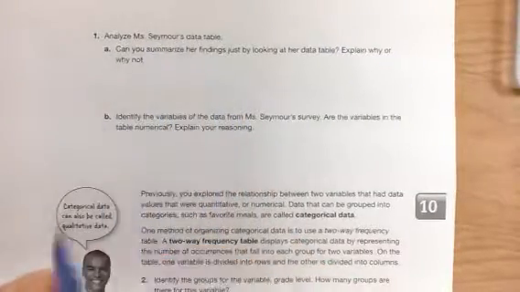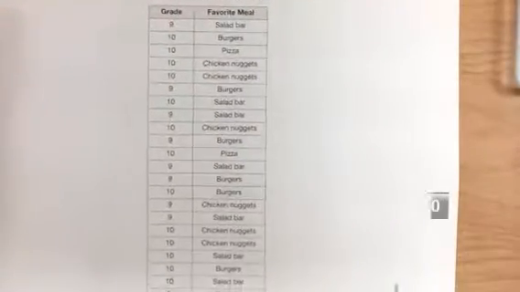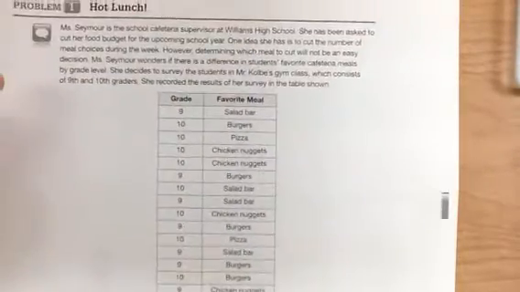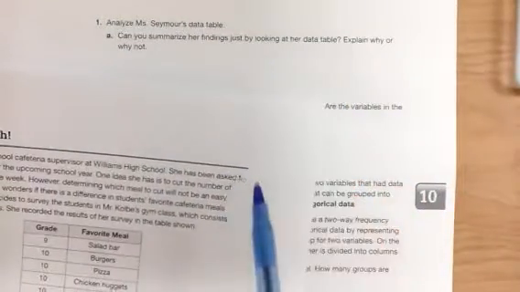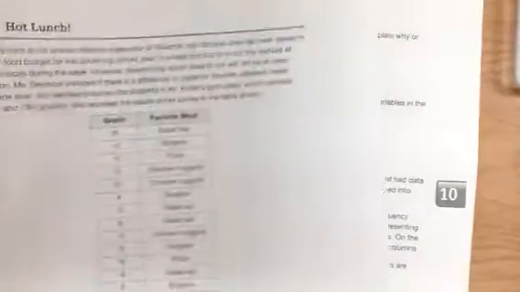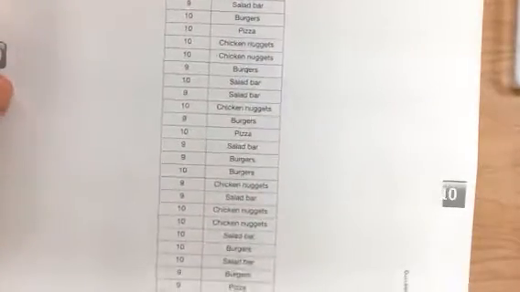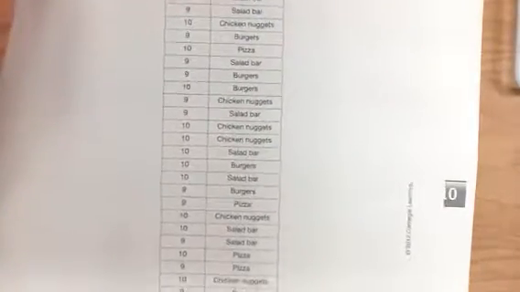So we want to analyze Ms. Seymour's table. Remember Ms. Seymour's data table about the favorite meals? Okay, so the question is, can you summarize her findings just by looking at her data table? Why or why not? So I'm looking at her data table, and I'm finding it very difficult to summarize anything.